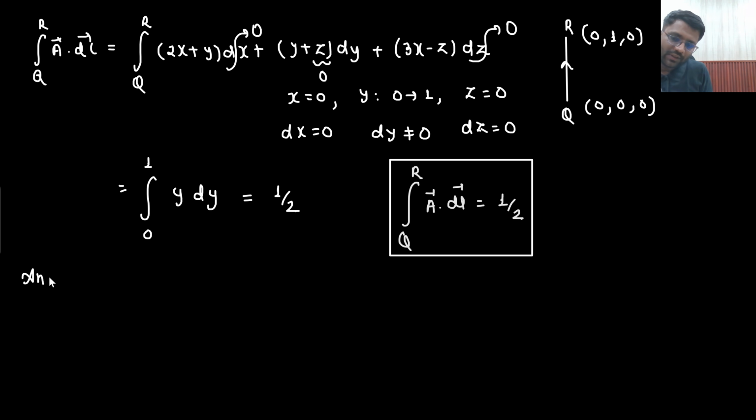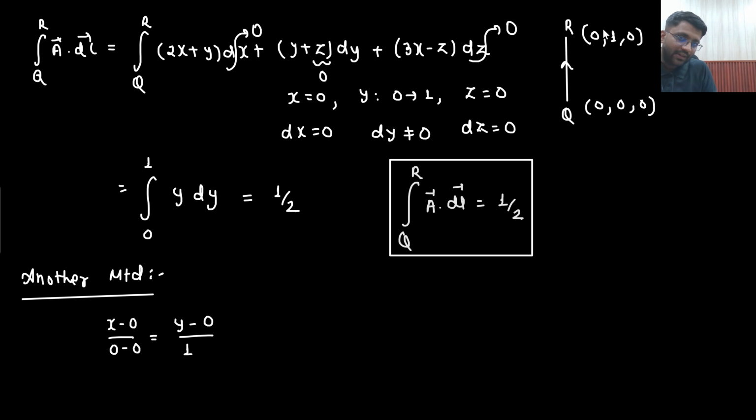Another method, you can write down the equation of the line. What will be the equation of the line? Again, from here I can write down (x minus x1) upon (x2 minus x1), (y minus y1) upon (y2 minus y1), (z minus z1) upon (z2 minus z1). You equate all of them to another variable which is t. So x minus 0 equals t, x equals 0 only. z minus 0 equals t, z equals 0 only. y minus 0 divided by 1, that means y by 1 equals t, that means y equals t only.